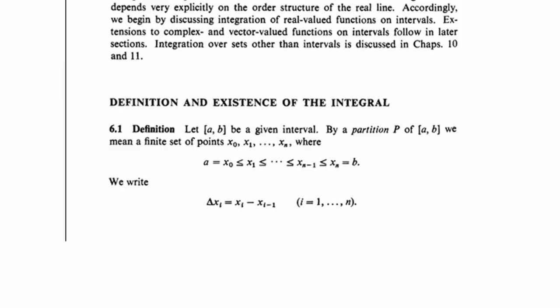Definition 6.1 introduces the partition. We take the interval on the x-axis beneath our curve and divide it into a finite sequence of points, x sub 0 to x sub n. The distance between any two adjacent points is the width of a single segment, defined as delta x sub i.